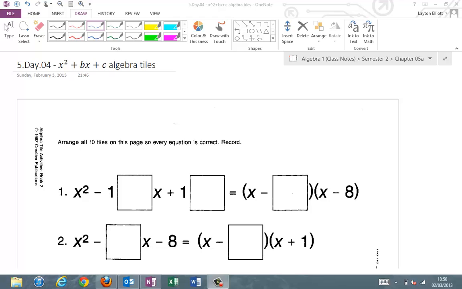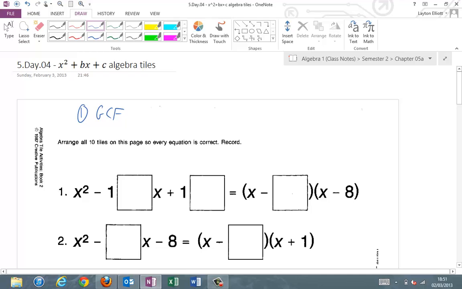Hello, and this is day 2 of our x squared plus bx plus c factoring form. I'm going to go back and remind ourselves of the types of factoring we have learned, and we're going to do this periodically. The first thing you always do is look for a greatest common factor. That was our first day of factoring.